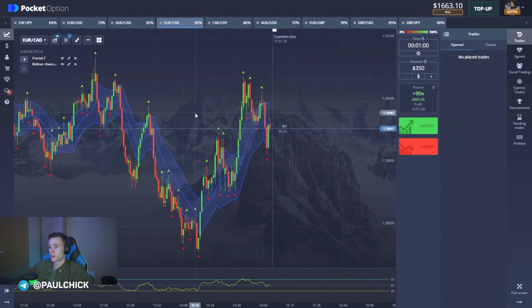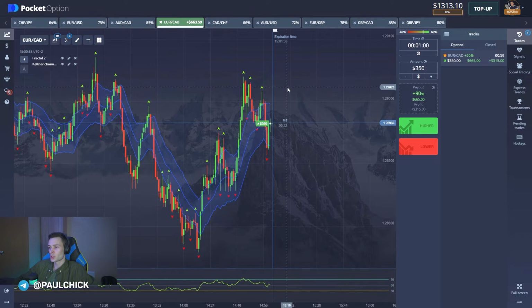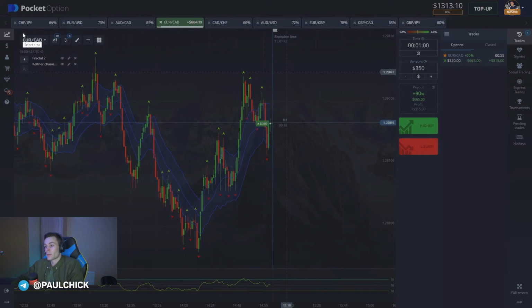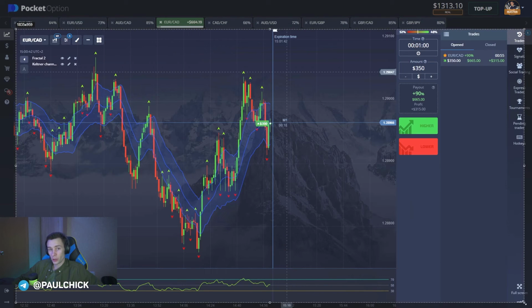So let's play out this currency pair. The payout rate here is 90%, very nice one. And I think we should open a long position here. I will explain the principle of trade entry. We can see that the candle has a strong volatility.